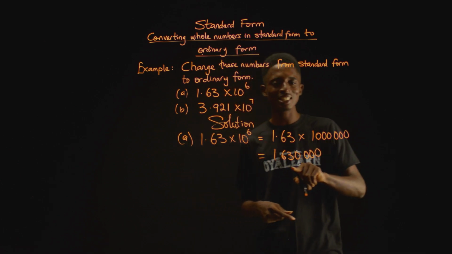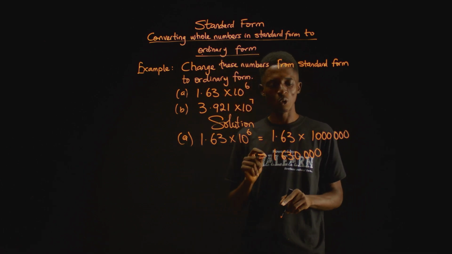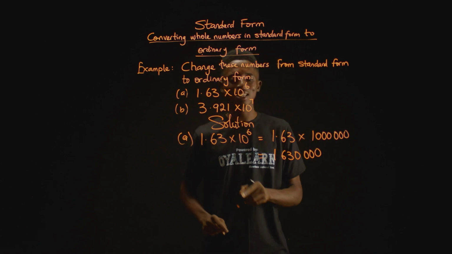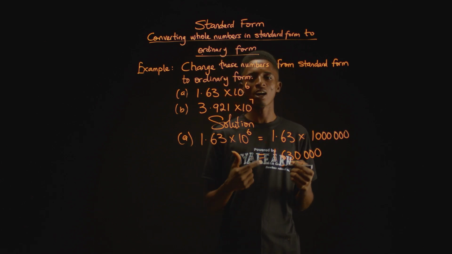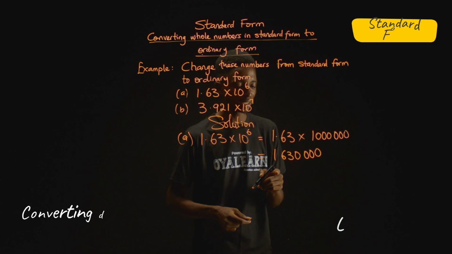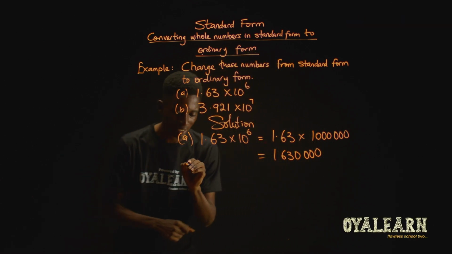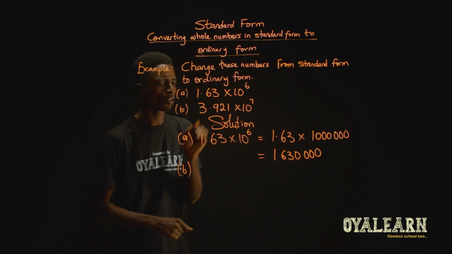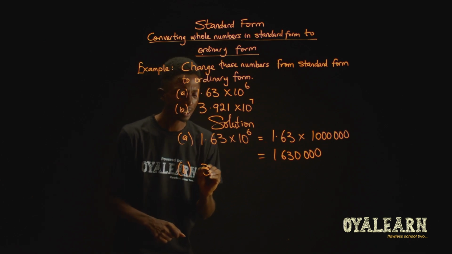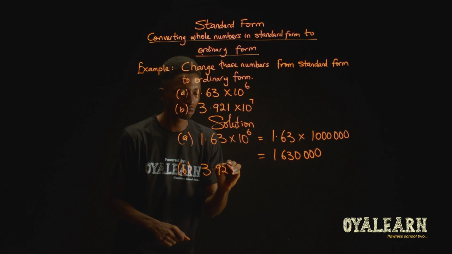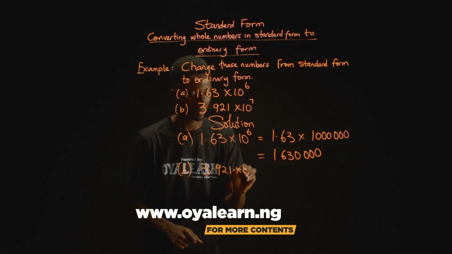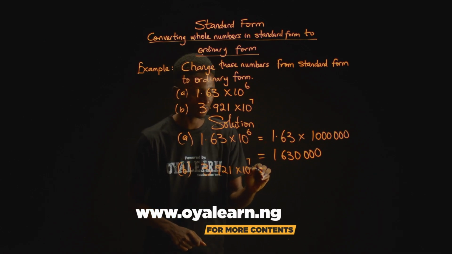Now you see that there are 6 digits after the number 1. Therefore, 1.63 multiplied by 10 raised to the power of 6 would give us 1,630,000. Now let's get to B. For question B, we have 3.921 multiplied by 10 raised to the power of 7.